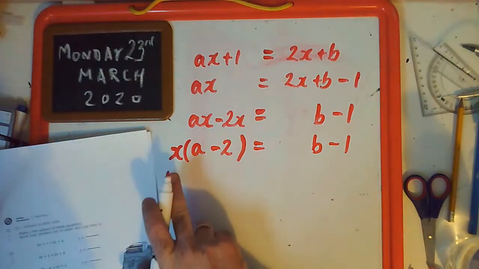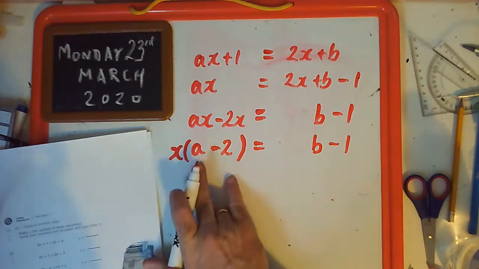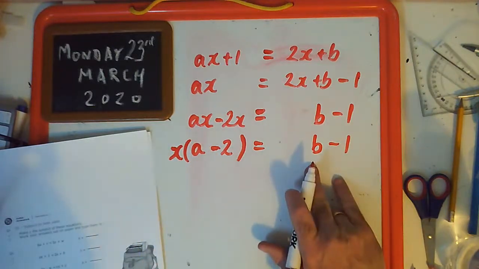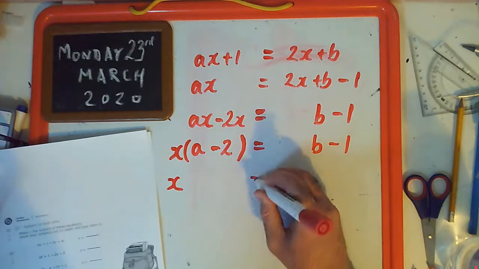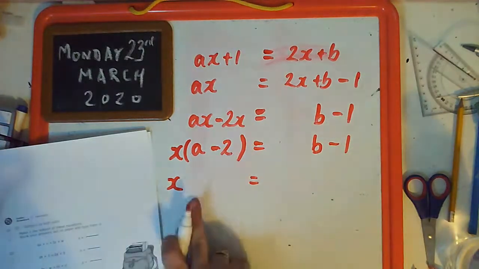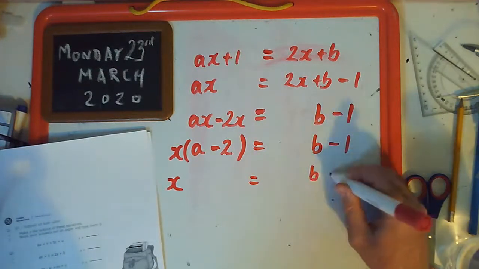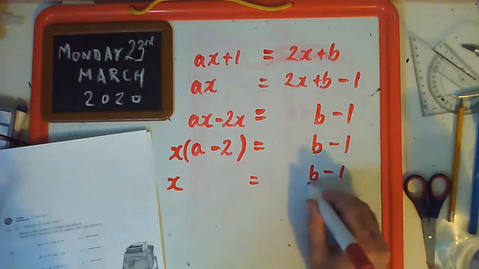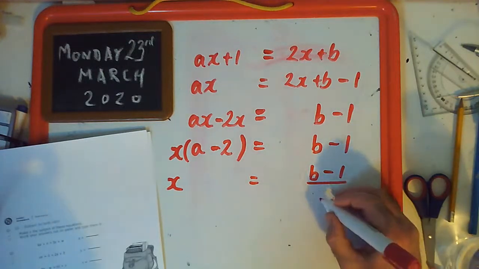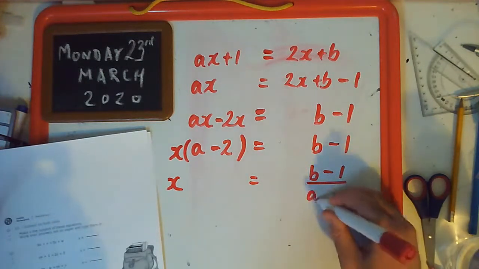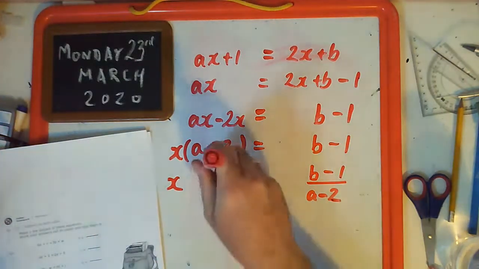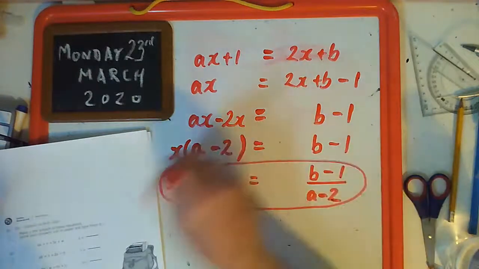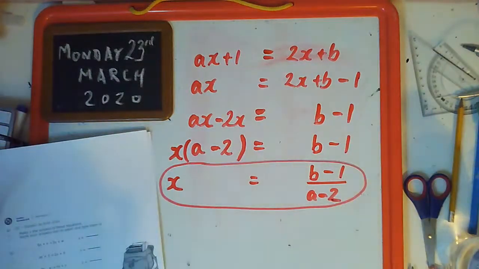Anyway, this is saying x times this bracket is b minus 1. So if I divide everything by the stuff in the bracket so that I get x on its own, then I can do the same the other side. So b minus 1, but then divided by the thing that was in the bracket, which was a minus 2. And then that's a final answer of x equals b minus 1 over a minus 2.